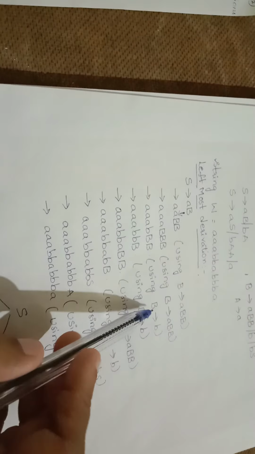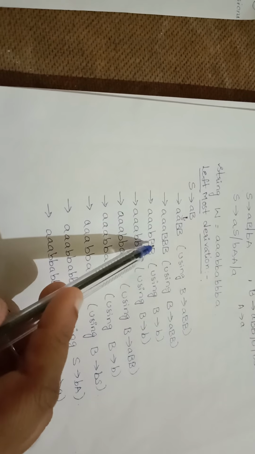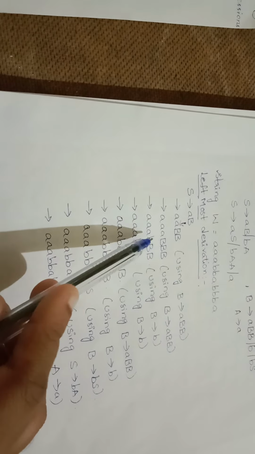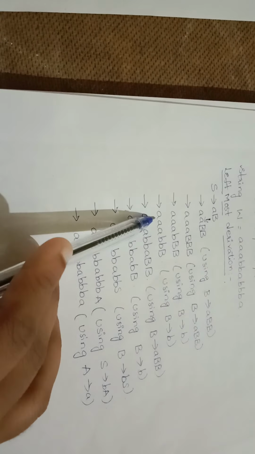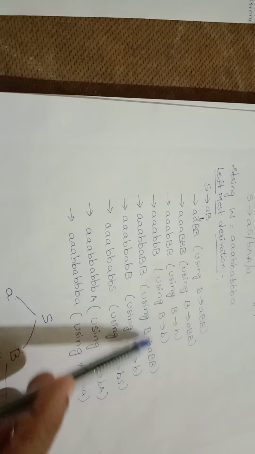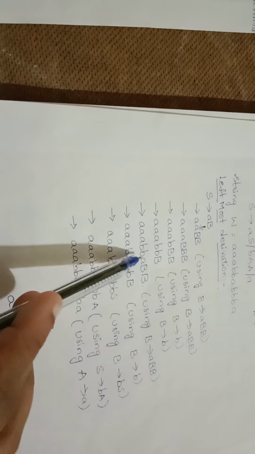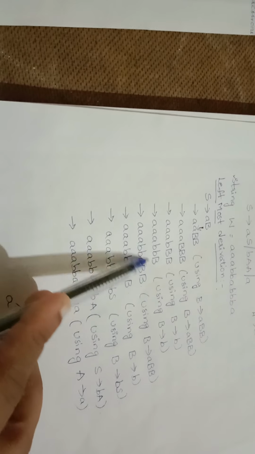again you are substituting with ABB. Okay, in place of B you are substituting with ABB again. So in place of B you are substituting with B, so the string becomes in this form. Again in place of B you are substituting with B, so again the string changes to this. And in place of B you are substituting with ABB, so the string changes in this way.